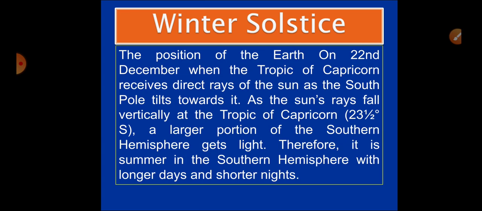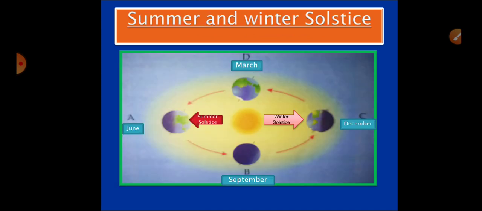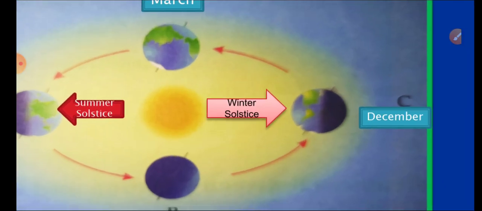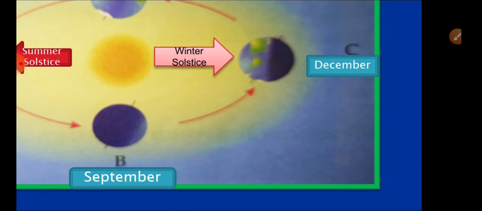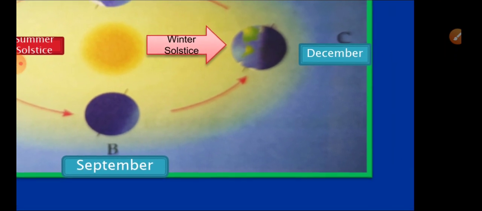Coming to winter solstice. Now you will come to know what this winter solstice is. This is the position of the earth on 22nd December, as we see in the diagram here. On 22nd December, in the month of December, the Tropic of Capricorn receives direct rays of the sun.